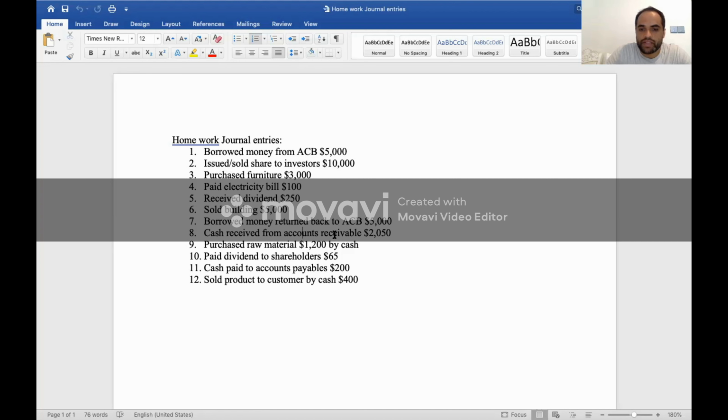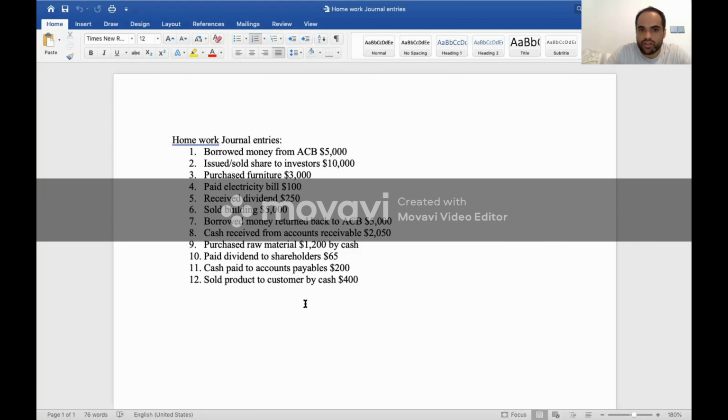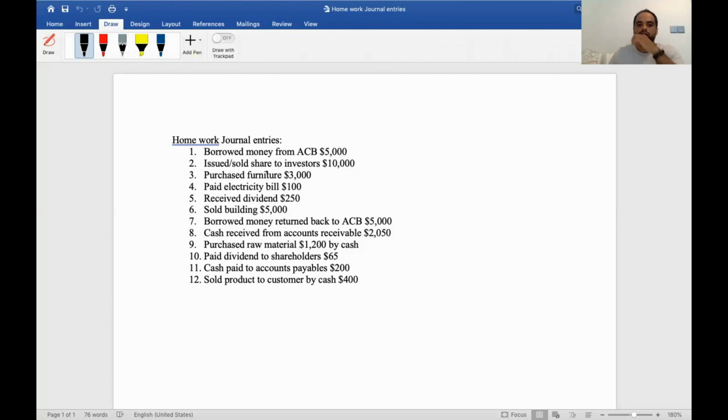Cash received from accounts receivable, 2,050. Purchased raw material, 1,200 by cash. Paid dividend to shareholders, 65. Cash paid to accounts payable, 200. And sold product to customer by cash, 400. So this is your homework. You do this homework and next week I will check your homework, all right? And one thing I need to explain to you here.